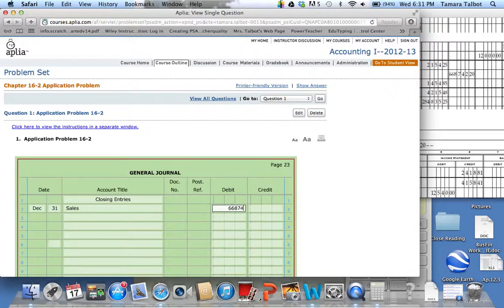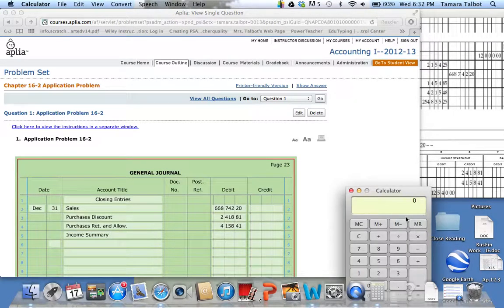So the first one we have is sales, 668,742.20. The next one is purchase discount, 2,418.81. And the next one is purchase returns and allowance. And I'm getting them from right here, 4,158.41. And then we will close them into the income summary account.